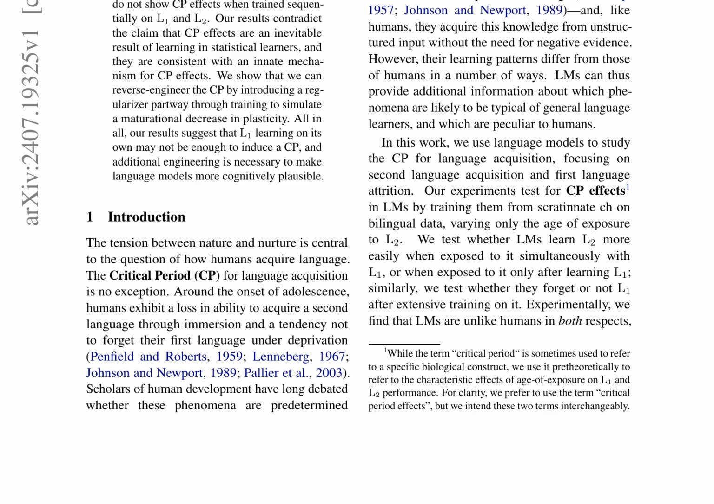However, the authors propose that introducing a regularizer partway through training can simulate a maturational decrease in plasticity, effectively reverse engineering the critical period. This suggests that L1 learning alone may not be sufficient to induce a critical period, and additional engineering is necessary to make language models more cognitively plausible. The study's findings contribute to the ongoing debate between nature and nurture in language acquisition, providing evidence that critical period effects may be an innate mechanism specific to humans.